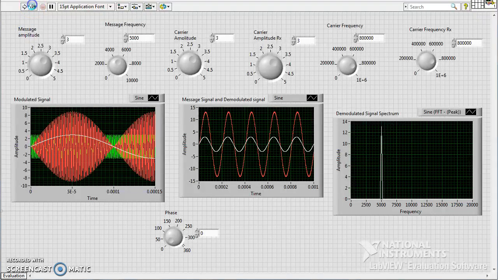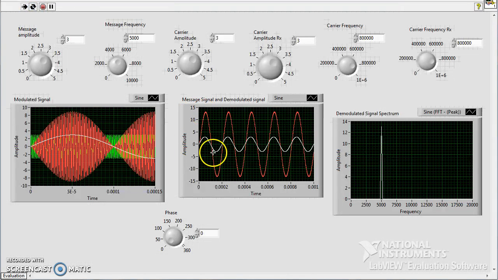Now if I just run the code, you can see the demodulated signal, which is red in color, and this is the modulated signal. So both have got the same frequency. If you look into the spectrum, we have an impulse function exactly at the message frequency 5 kHz, for the demodulated as well as the modulating signal.